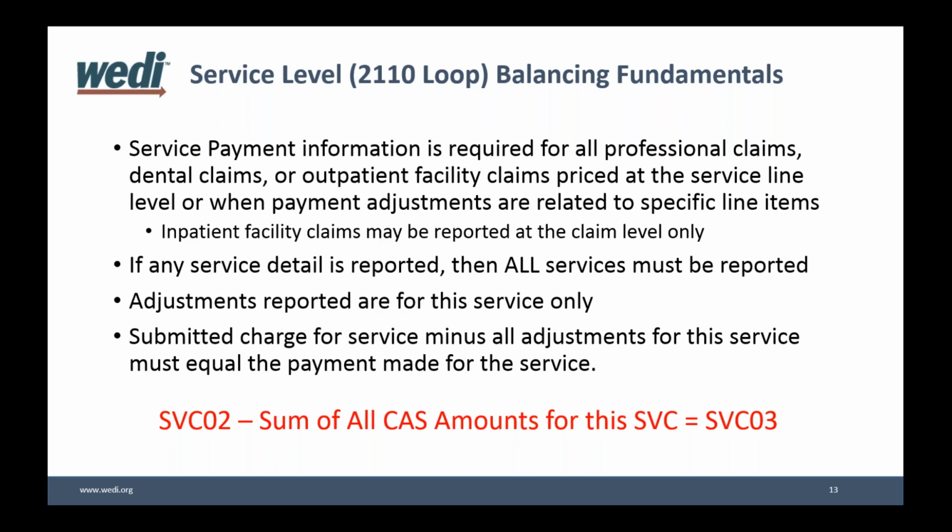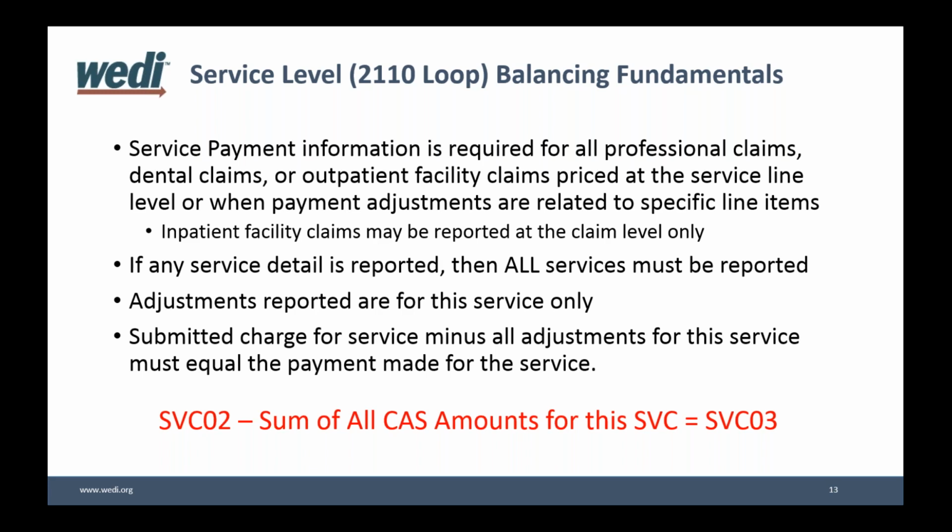So the adjustments reported for a service line are not taken again at the claim level. In some cases, some language kind of sounds like we're taking it again, but we're not. We're always taking an adjustment one time, and it's either at the service level, and that nets out and represents the paid amount for that service level, or we're taking it at the claim level as a CAS at that level. So when we're talking about the balancing, we're talking about submitted charge for the service minus all the adjustments for the service, and that must equal the payment amount for the service.